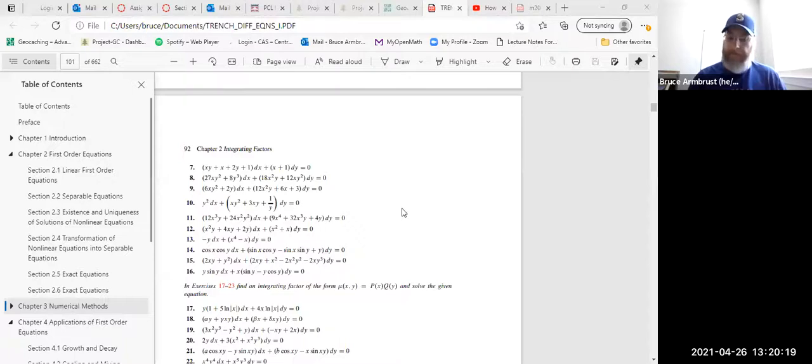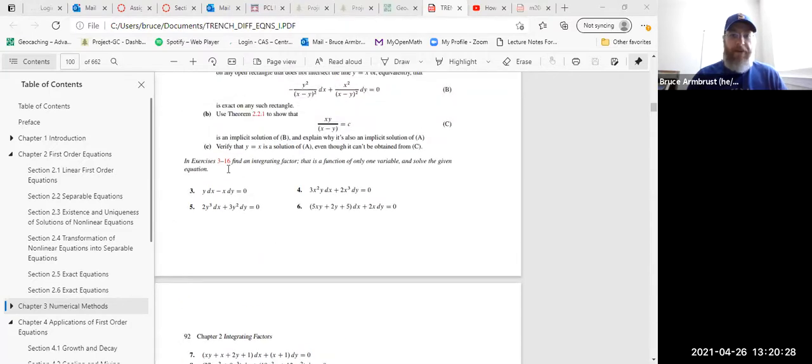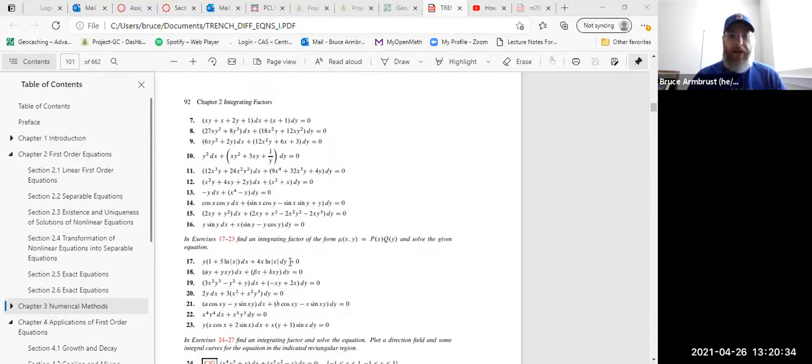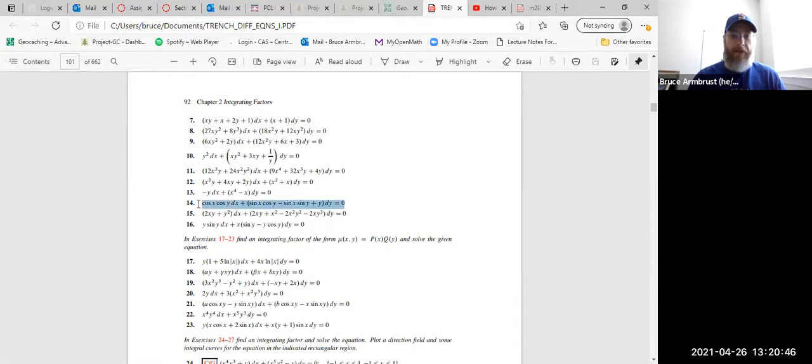2.6. All right, let me share my screen. All right, so here in 2.6, we're looking at numbers 14 and 17. So these just say find an integrating factor and use that to solve the given equation. And then 17 is similar, but a little bit different. So let's take a look at 14 first. So we got this guy right here. Let me go ahead and write that one down.